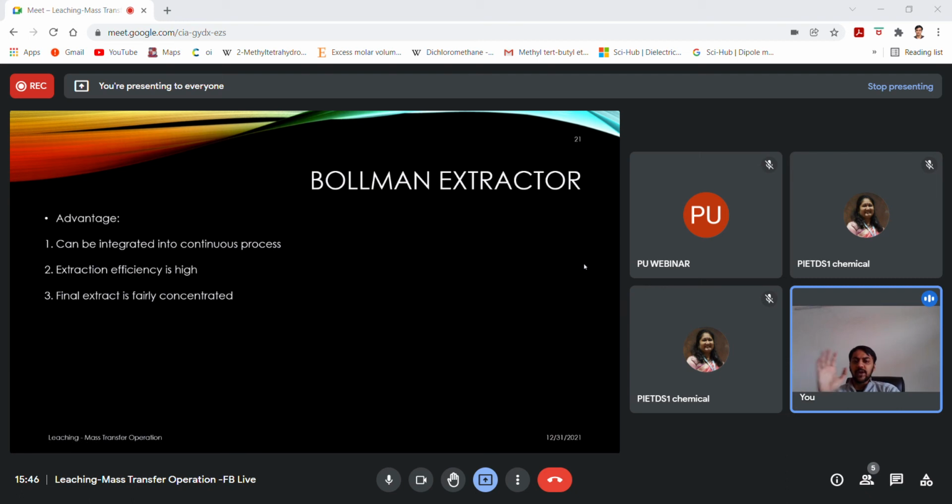There are a few advantages of the Ballman extractor. Number one, it can be integrated into a continuous process, right? A continuous process where it gives one side input, one side output, and product is formed continuously in leaching. Second, it has very high efficiency. The solid liquid extraction is very high and a very concentrated liquid is collected at the end.